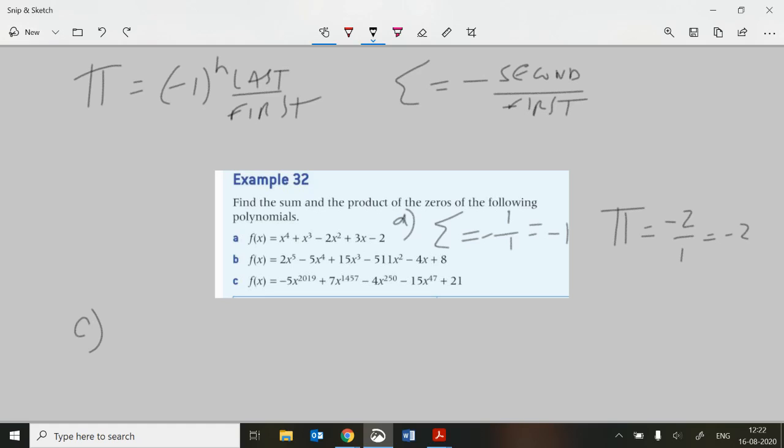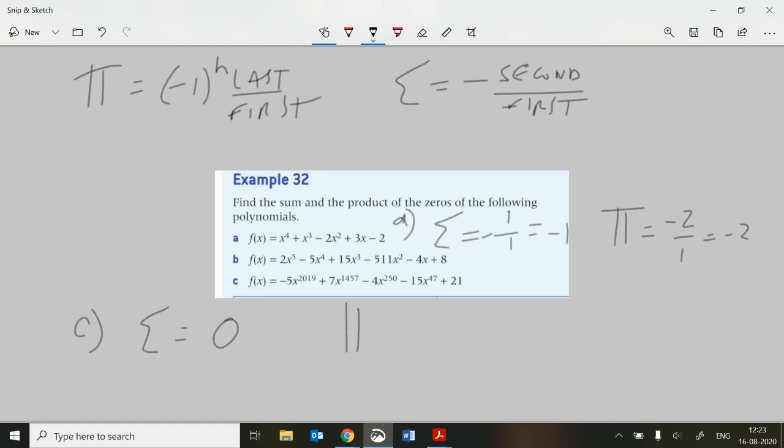So for C, we can see again we're going to get the sum is equal to the second coefficient divided by, well, that's interesting actually, because the second coefficient doesn't exist. Oh, there's a little trick to that question, because we've got x to the power of 2018 times 0. They've kind of missed out the middle terms here. Okay, so our second term is 0. So the sum of our roots here is actually going to be equal to 0, which is kind of interesting.